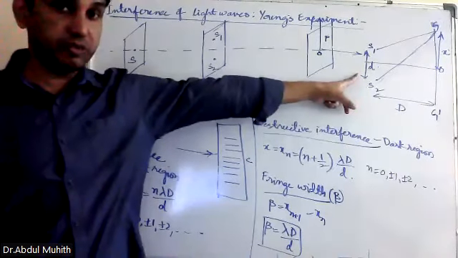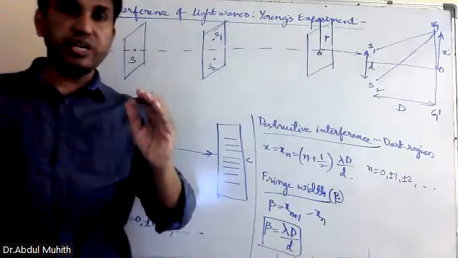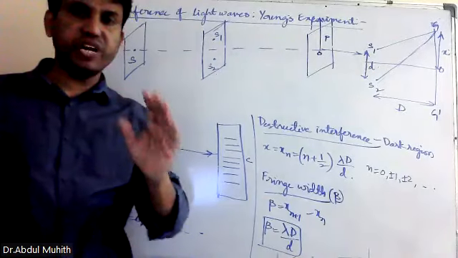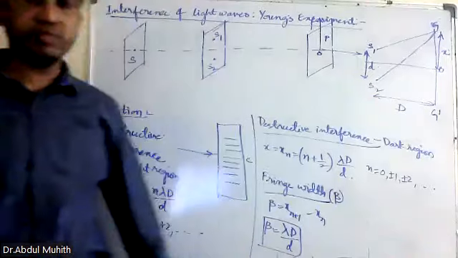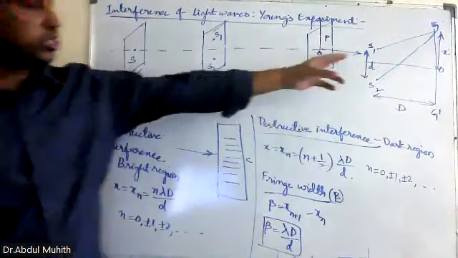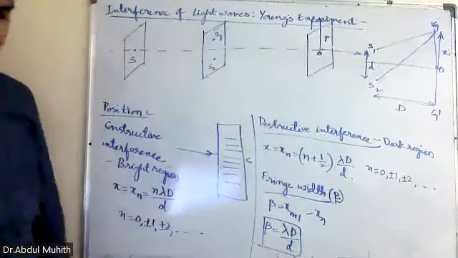S1, S2, small d is the distance between the two slits, which is in millimeter, micrometer, nanometer, very, very small. And the distance between the slit and the screen is how much? Capital D. That is maybe 1 meter around, 100 centimeters. And the distance from O to G is what? X. So there's a formula.